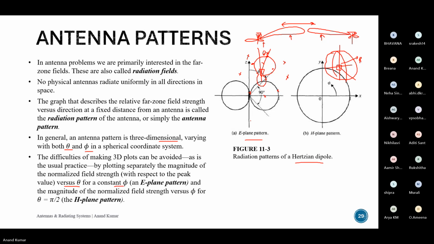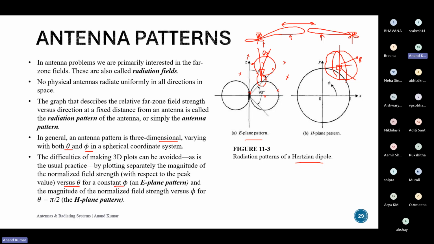Yeah, 0 to 180 degrees, and for different values of theta, we are receiving different amounts of power, and we are keeping phi fixed, and that gives you the E-plane pattern.